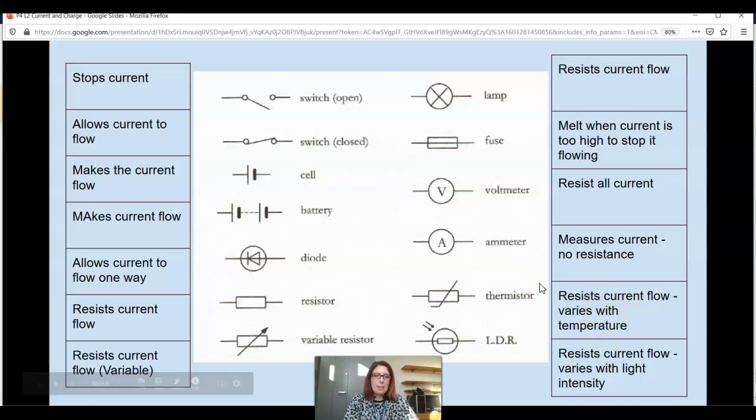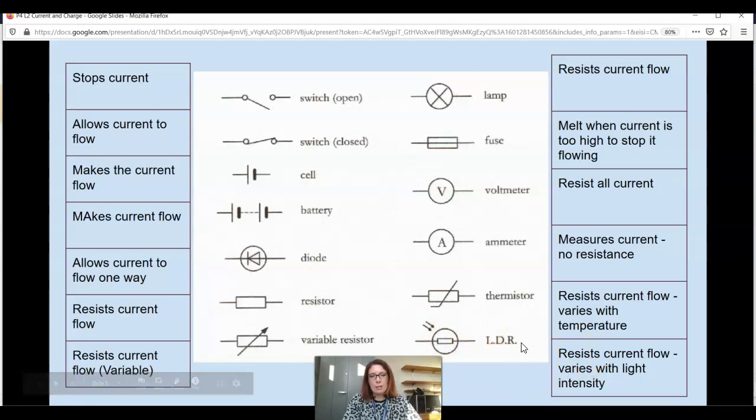So when the temperature is very high, they have a very low resistance, and when the temperature is low, they have a very high resistance. And the last one is also a resistor, so you can see the resistor picture here. It's called an LDR, or a light dependent resistor. You can tell it's got light in because it's got these two arrows which are supposed to show the light shining on it. They also resist current flow, but these vary with light intensity.